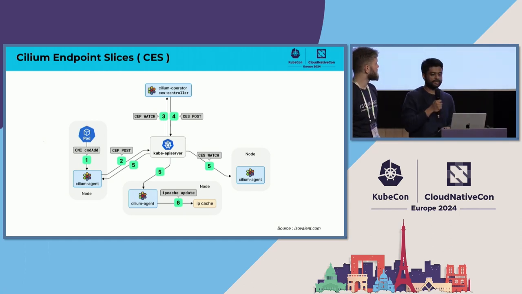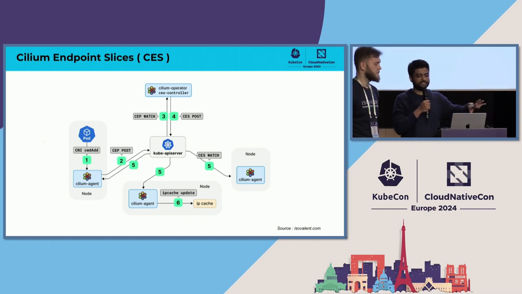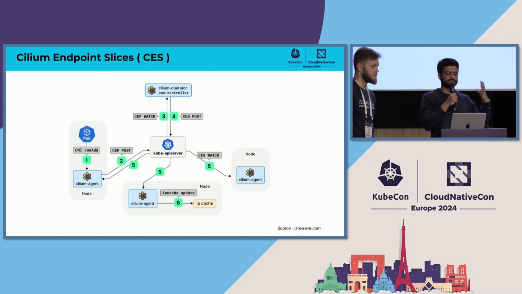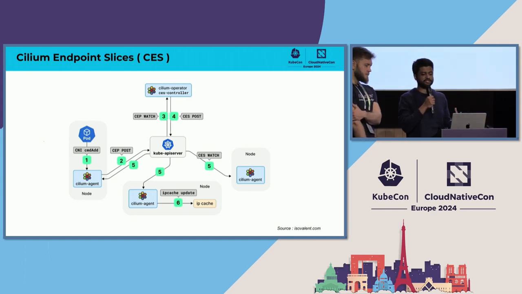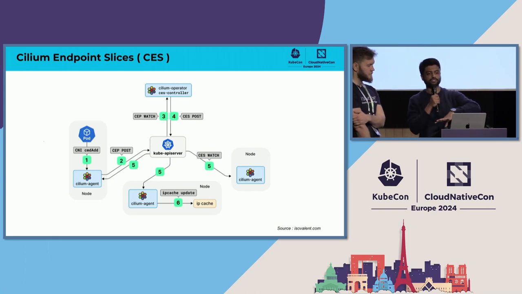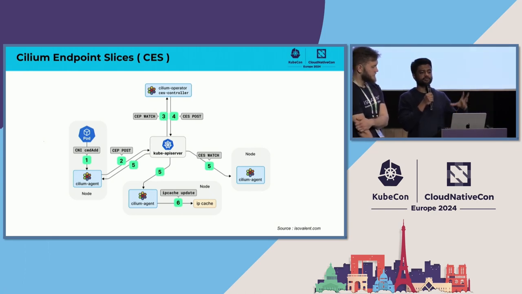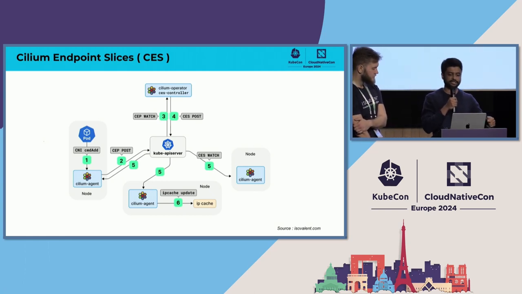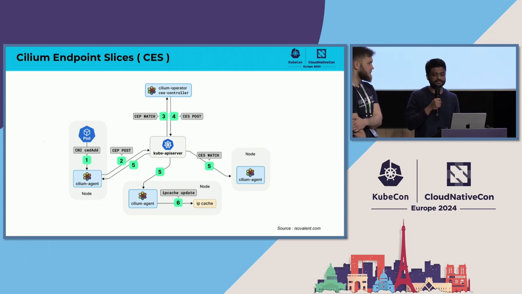The slide looks a little complex, but we'll walk through it. Let's imagine a node has a pod scheduled on it, and that part really does not change. The container runtime makes a CNI add call, and the Cilium agent creates a Cilium endpoint object that gets posted to the Kubernetes API server. The new thing here is that the Cilium operator is now watching for Cilium endpoints instead of every Cilium agent watching for them. The Cilium operator is responsible for batching all of those Cilium endpoints into a Cilium endpoint slice, and we only need to send out that batched Cilium endpoint slice object now, right? So that's basically 5,000 writes, a lot more manageable.